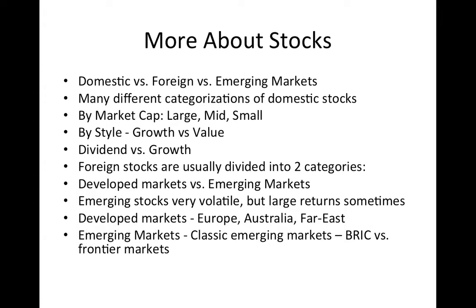So that should give you an idea of the flora and fauna, as they say, or the complete map of different kinds of stocks in the world. For example, domestic versus foreign versus emerging markets, and many different categorizations of domestic stocks. So these are all the many different categories before you even move to another asset class. Within stocks, you have so much variety. You could be investing in China, you could be investing in India.